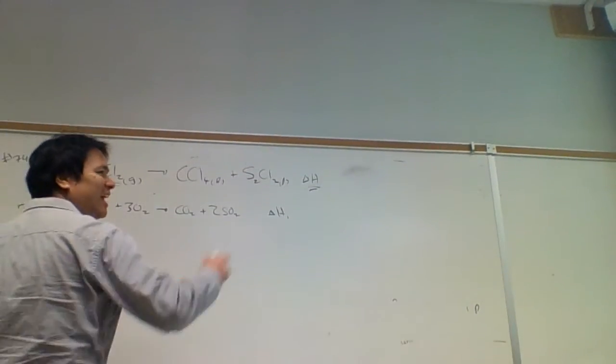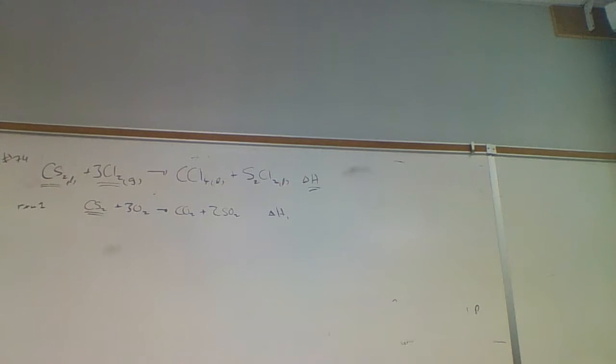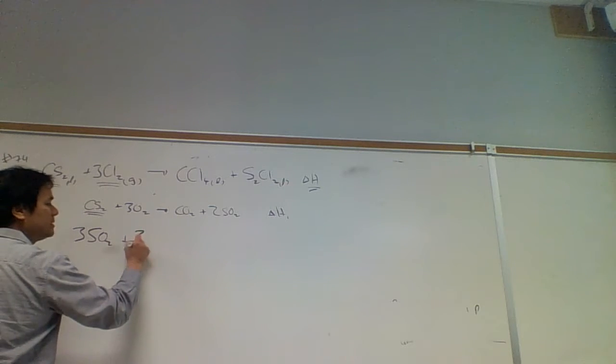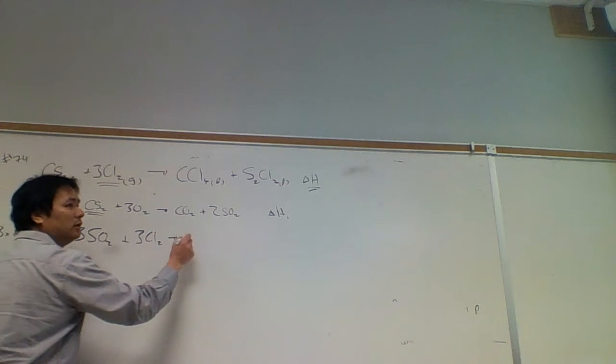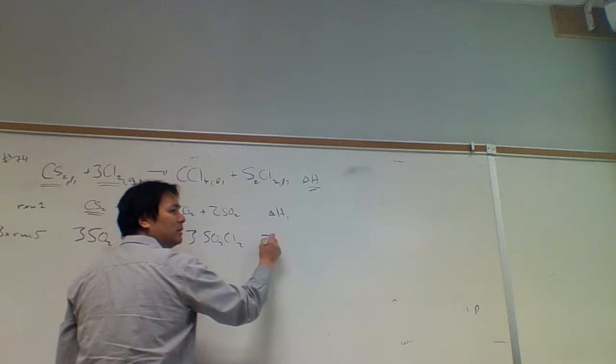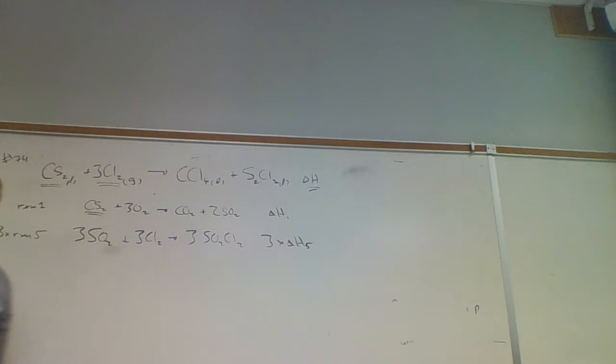I'm going to multiply that one, which is called, what reaction is that? Reaction 1, 2, 3, 4, 5. Reaction 5. So I'm going to do 3 times reaction 5, which will be 3 SO2s plus 3 Cl2s. This is going to yield 3 SO2Cl2, and this would be 3 times delta H5.